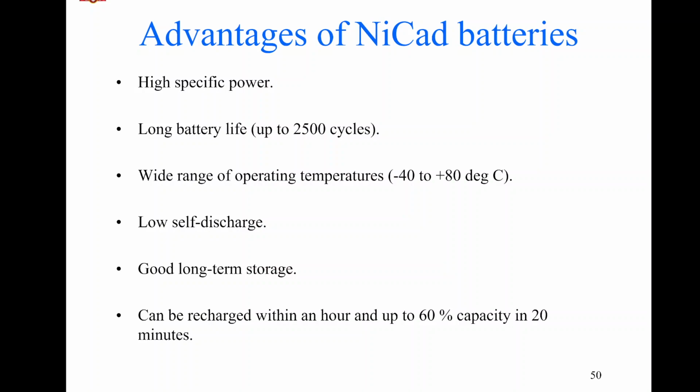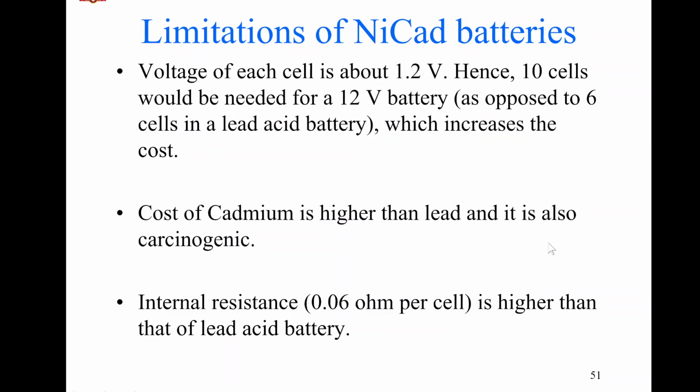They have low self-discharge, and they can operate over a much wider range of temperatures. They are a good solution for long-term storage, and they can be recharged to up to 60% of their capacity in around 20 minutes. The limitation here is that each cell voltage would be around 1.2 volts, and hence 10 cells would be needed for a 12-volt battery. So we would require more material to get to the same capacity.